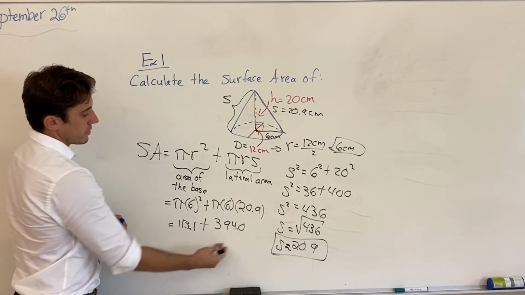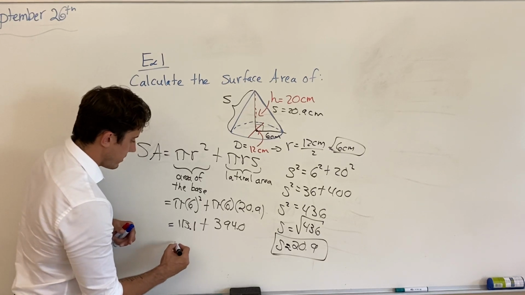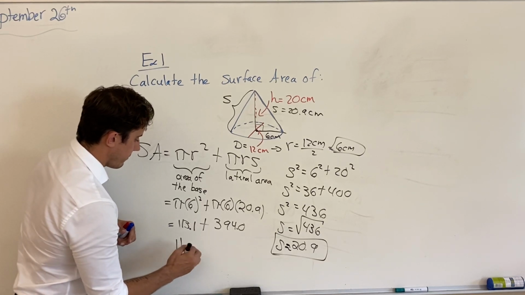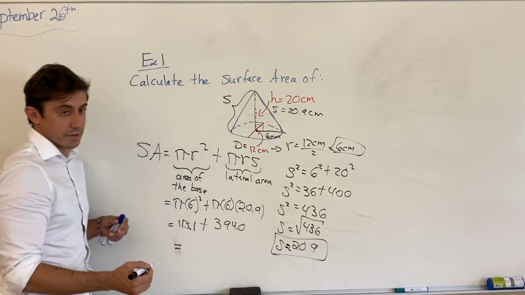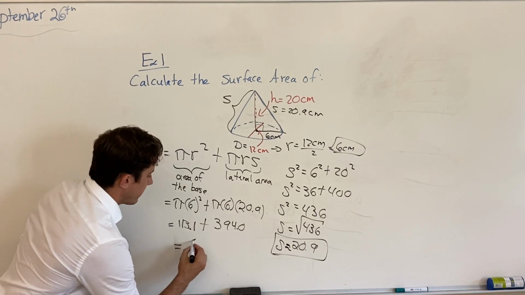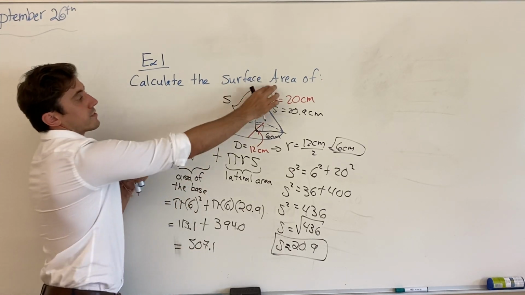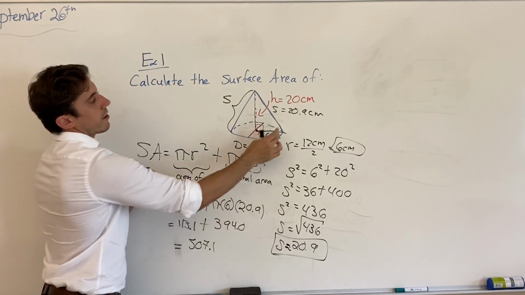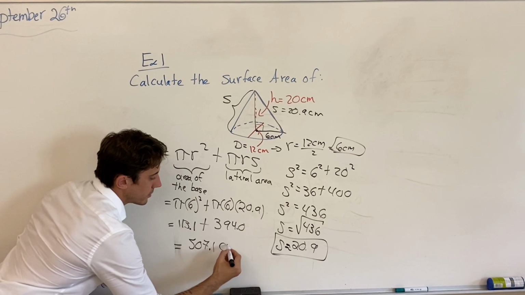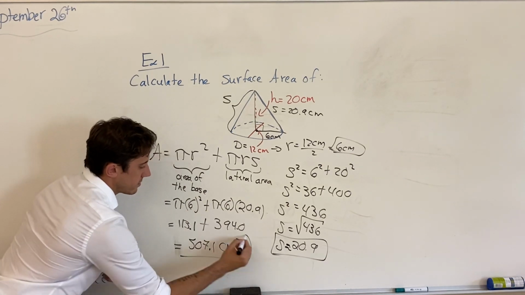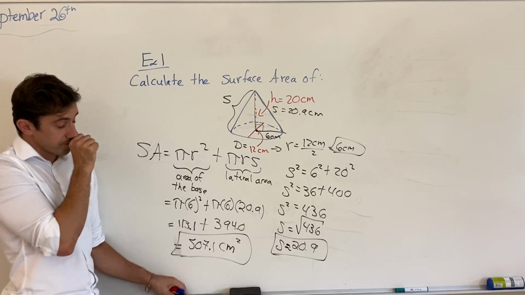And now we can finish off our solution by putting those together, and our total surface area is going to be 507.1. And surface area is two-dimensional. Our units are all expressed in centimeters, and so our units are going to be squared centimeters. And there we have it.